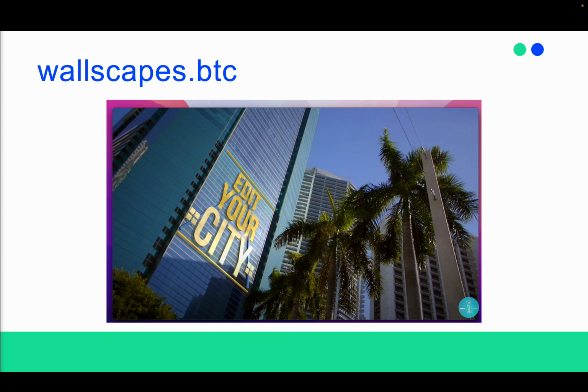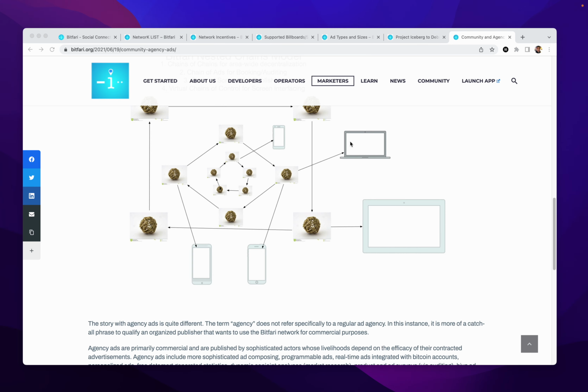Let me just show some networks, like in real life. This is wallscapes.btc. This is an ad that you can see if you're wearing smart glasses in a building. So in order to see an ad in a building, you have to place the ad on wallscapes.btc. You just have to choose that network. Choosing a network is really easy. Let me give you that demo quickly.